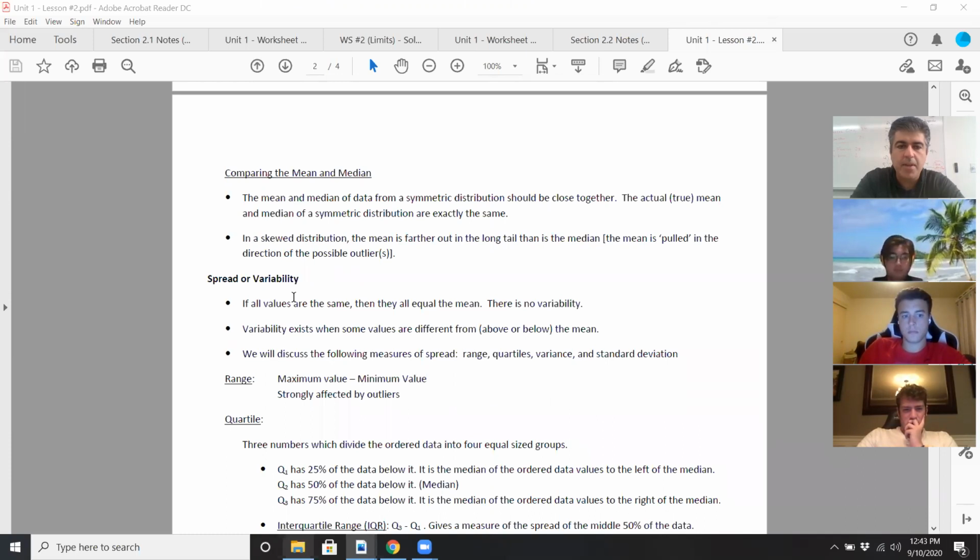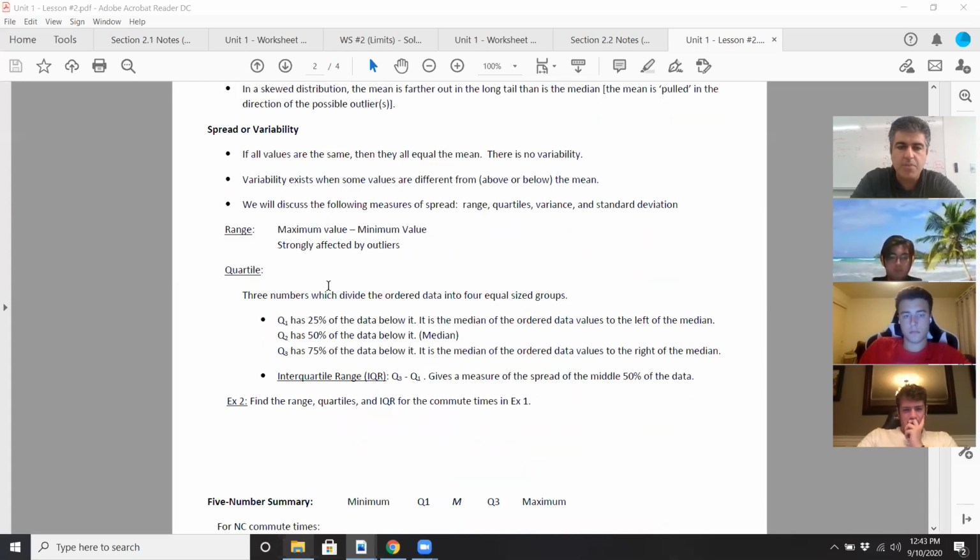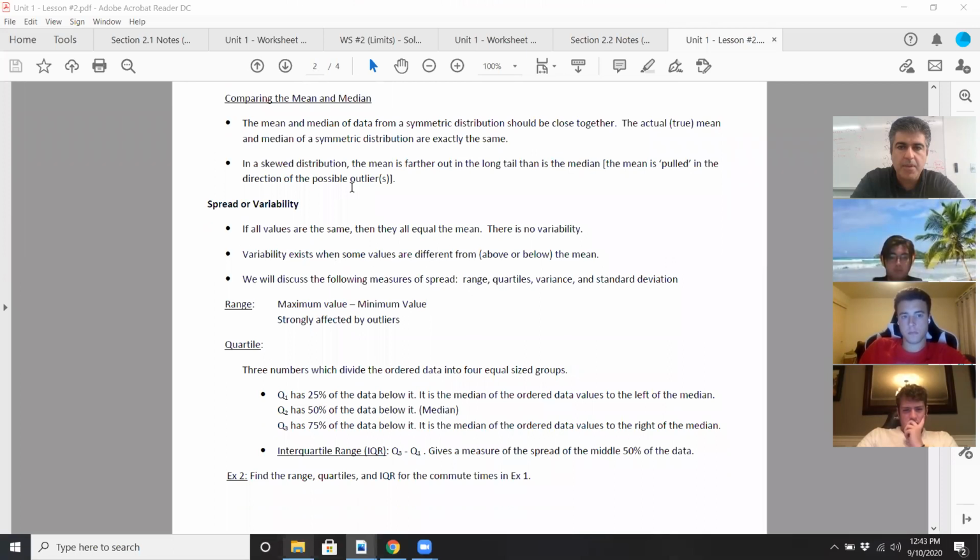When you compare mean and median, we didn't quite get into that. So we're going to start talking about that today, and then spread or variability. So we'll start up with the comparisons. And we're actually going to do a little activity, which I think will be kind of neat. Anyway, comparing mean and median.